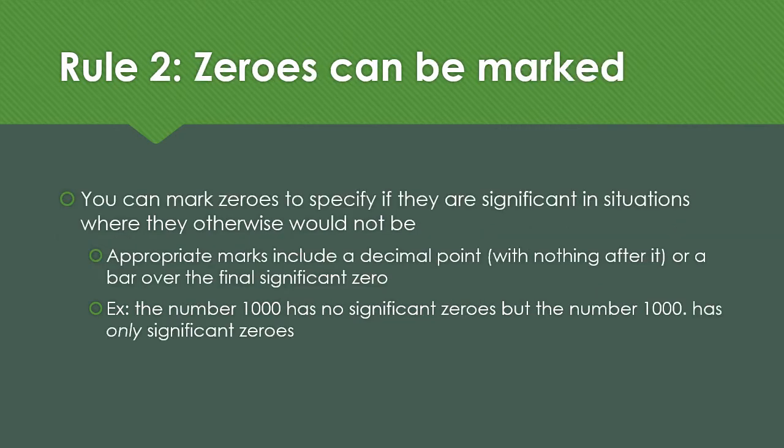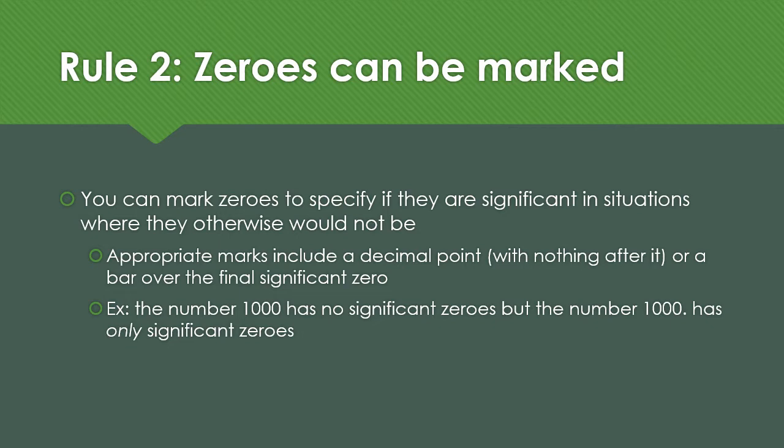Rule 2. You can mark zeros if you want to specify that they are significant. There are a couple of different ways you can mark zeros in order to mark them as significant. One common way is to include a decimal point with nothing after it. The other main way is to put a bar over the final significant zero.